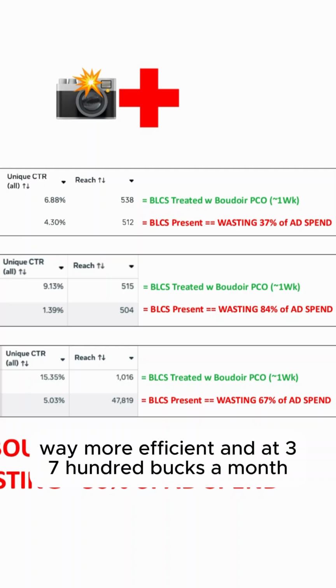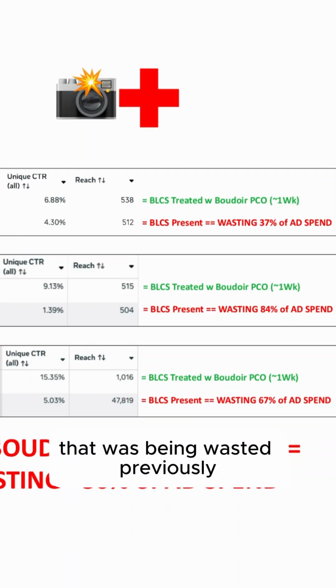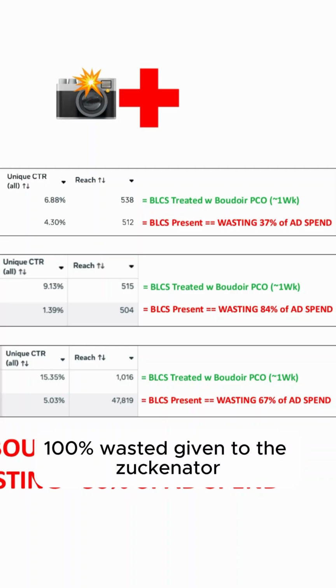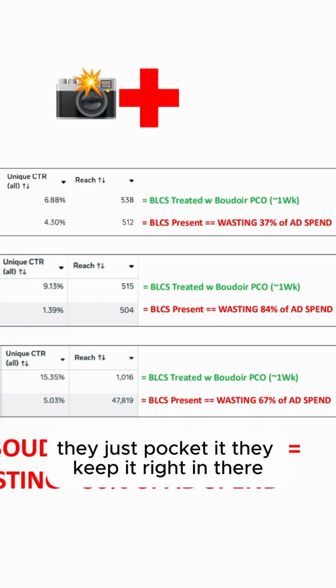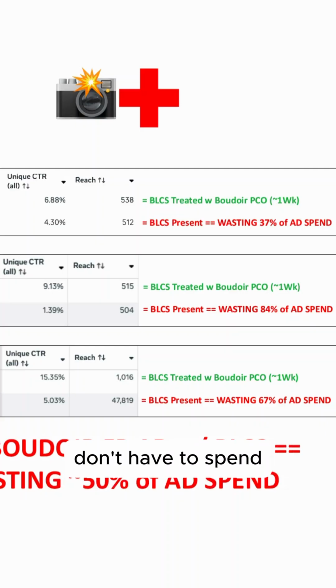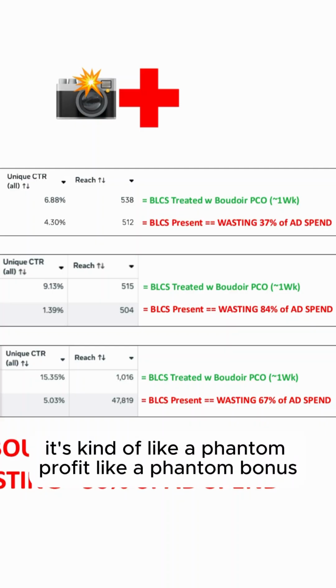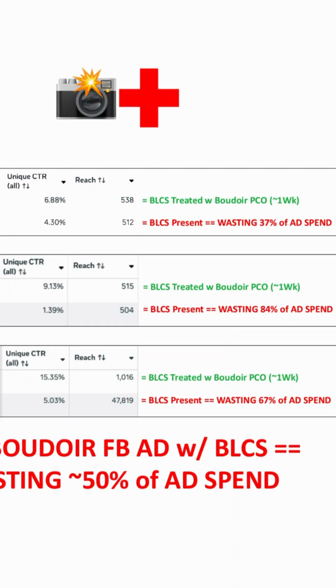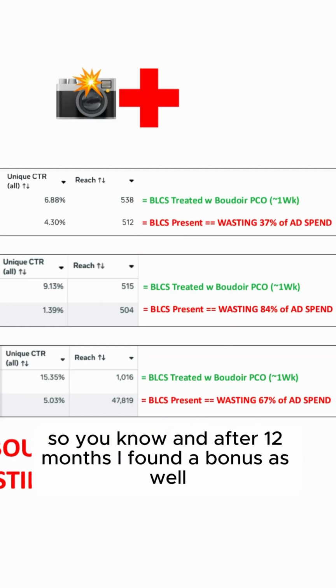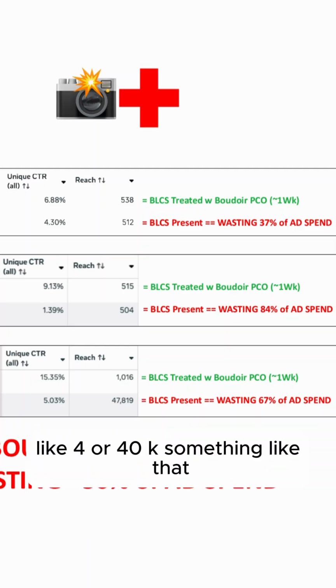And that $3,700 a month they no longer have to spend was being wasted previously, 100% wasted, given to the Zuckinator. Now they just pocket it. They keep it right in their pocket, don't have to spend it. It's kind of like a phantom profit, like a phantom bonus. And after 12 months, the phantom bonus is what, like 40K, something like that.